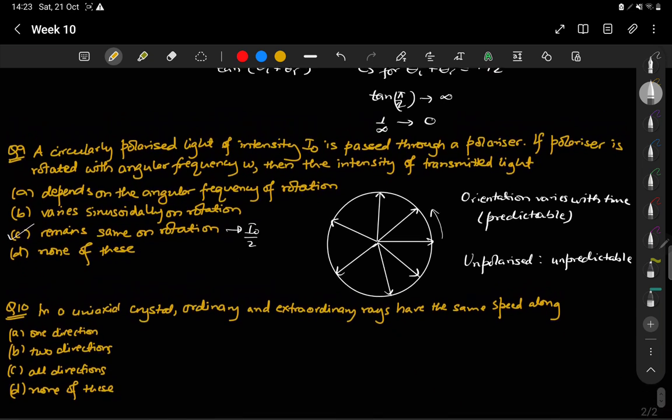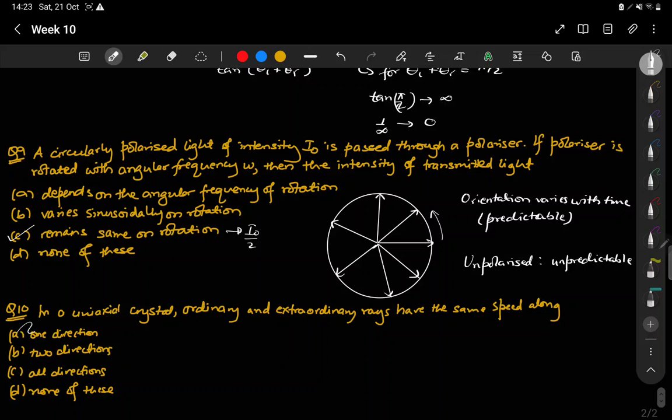So the correct answer is option A, one direction. And this particular direction is known as the optic axis, wherein both the rays have the same speed. So if we write down the speeds for both the rays, for the ordinary ray, speed VO is C over NO. This is the usual that we know. For the extraordinary ray, it's a bit complicated.